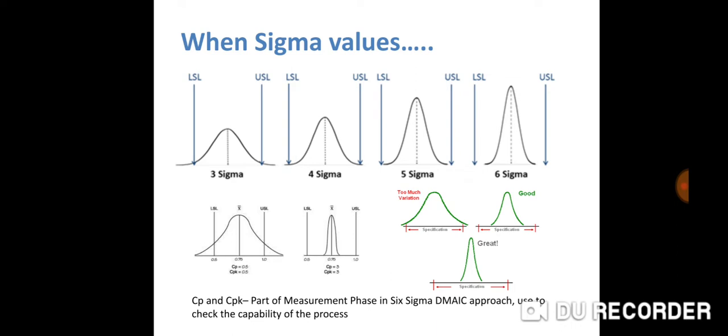Cp and Cpk are part of the measurement phase in Six Sigma. Six Sigma pretty much follows the DMAIC approach. DMAIC stands for define, measure, analyze, improve and control. So Cp and Cpk are used to measure the capability of the process.